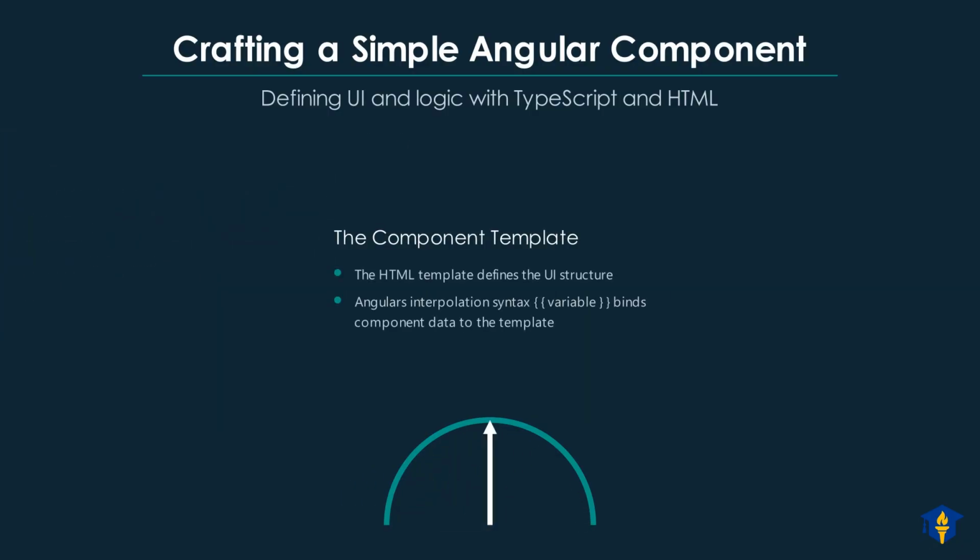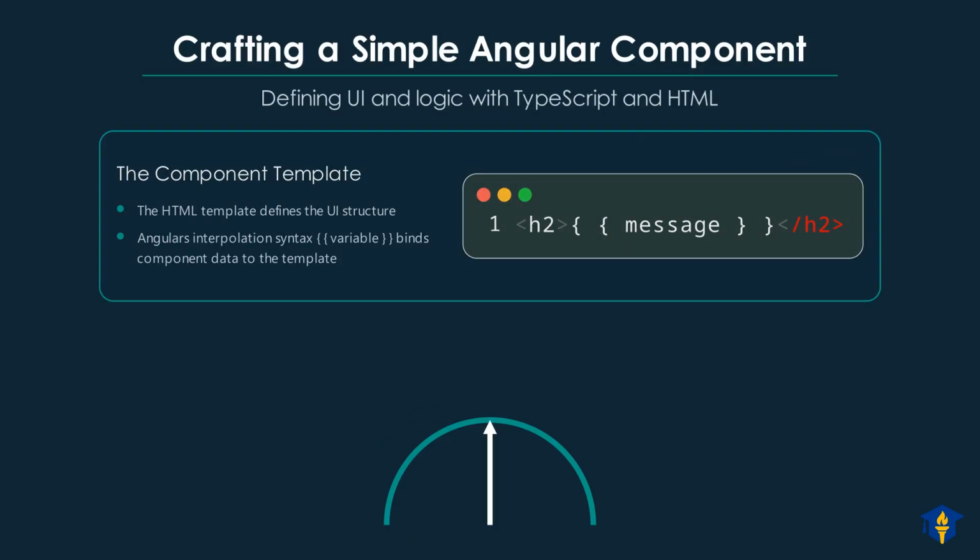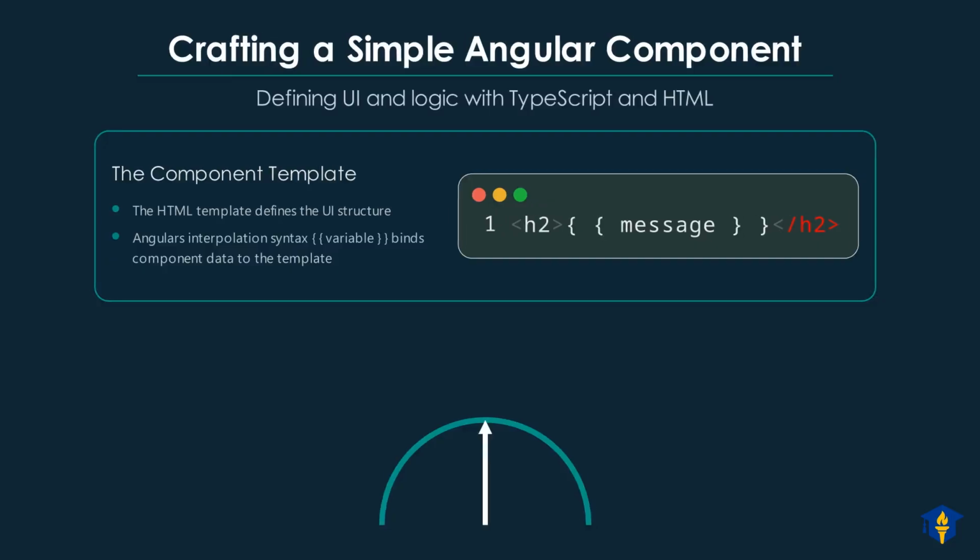Now, let us look at the component template, which defines its visual structure. The HTML template outlines the UI, using Angular's interpolation syntax. Double curly braces, variable, double curly braces, binds data. This HTML snippet uses interpolation to display the message property from our component class.